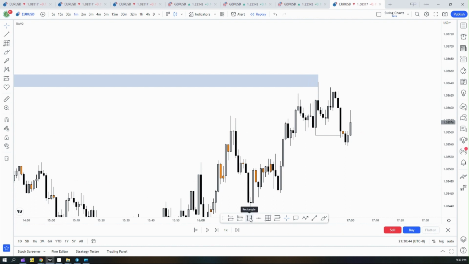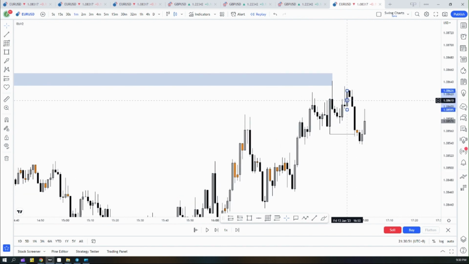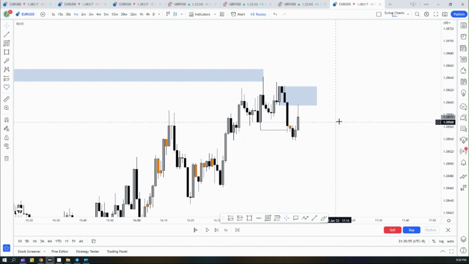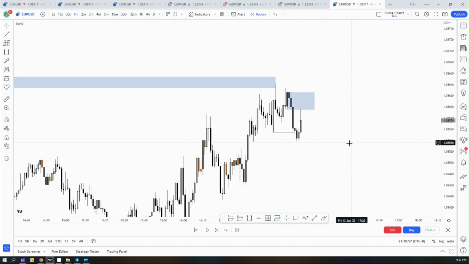Now, what am I looking for here? I'm looking for that last sell to buy, which is where I want to get involved, which we have here. So this is sort of my area of interest at this moment in time, my POI.